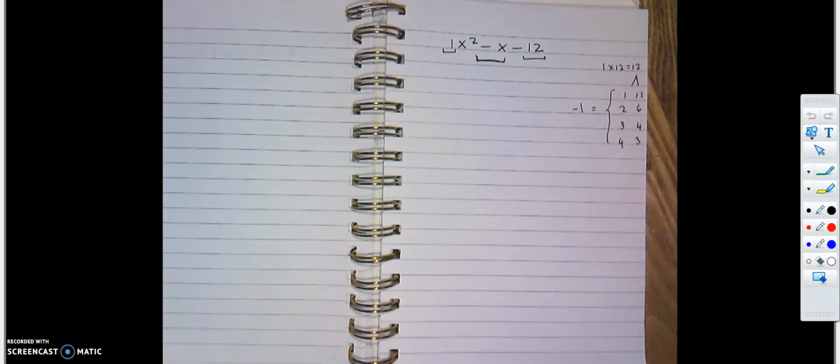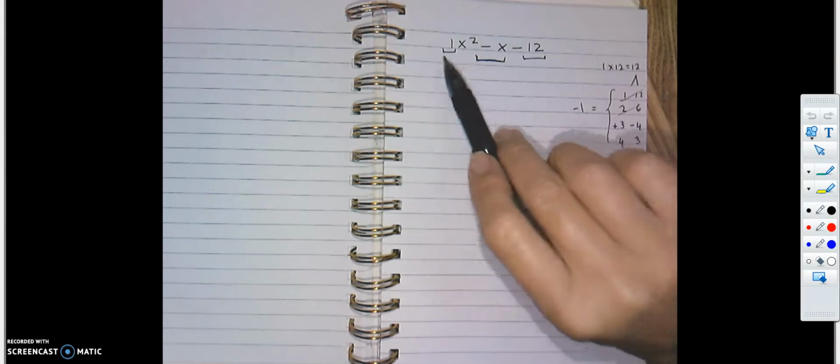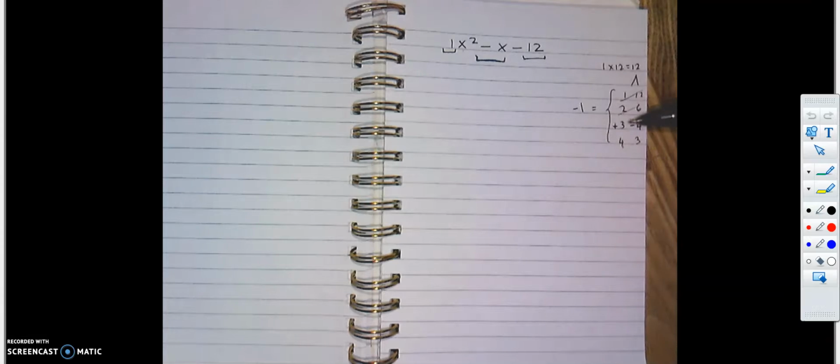So can we do stuff with these numbers, these factors, to get -1? Using 1 and 12, I can't get -1, so that means they're off the list. 2 and 6, I can't get -1. 3 and 4, I can. If I have a +3 and a -4, I can get -1. So when I have guessed the correct factors, I then rewrite the sum not as 3 parts, but as 4 parts, using these 2 values to replace my -x.